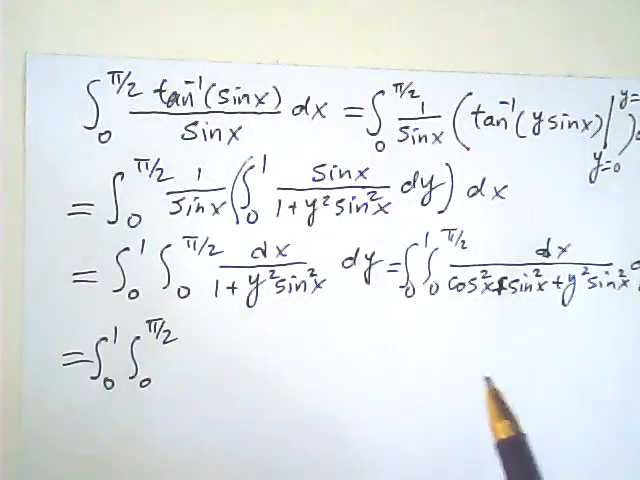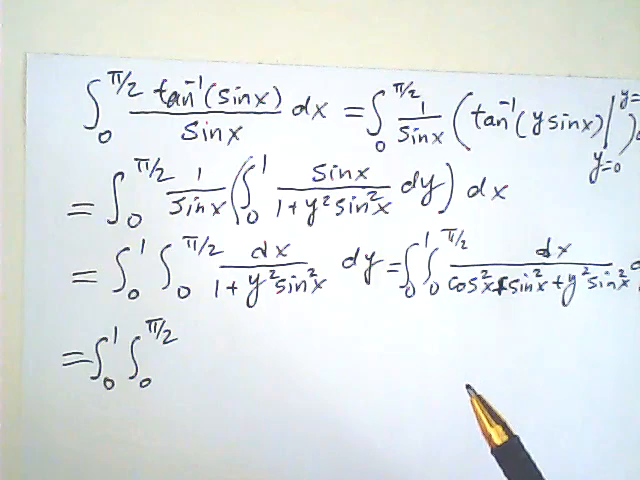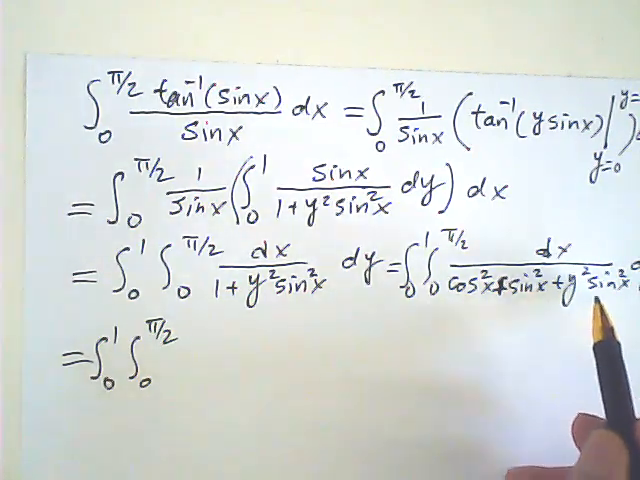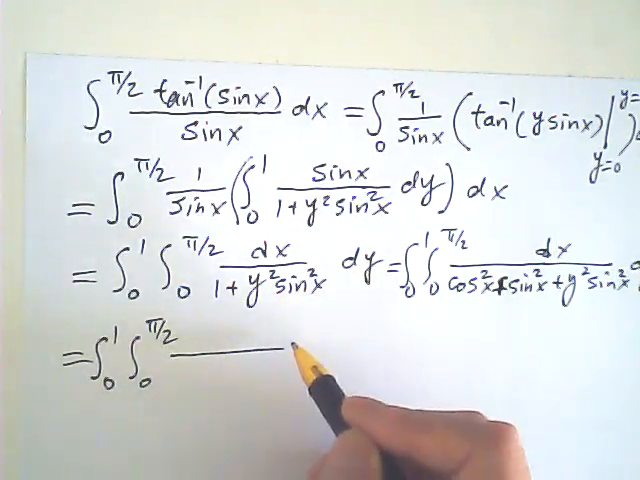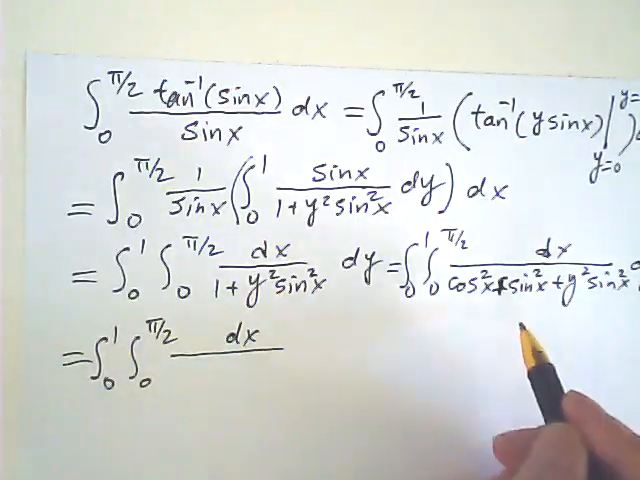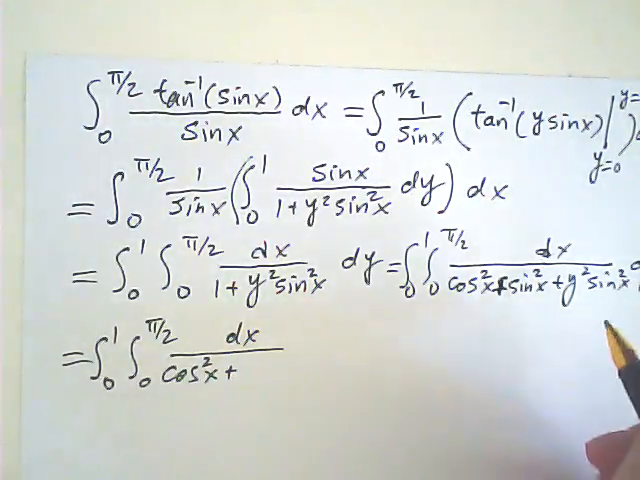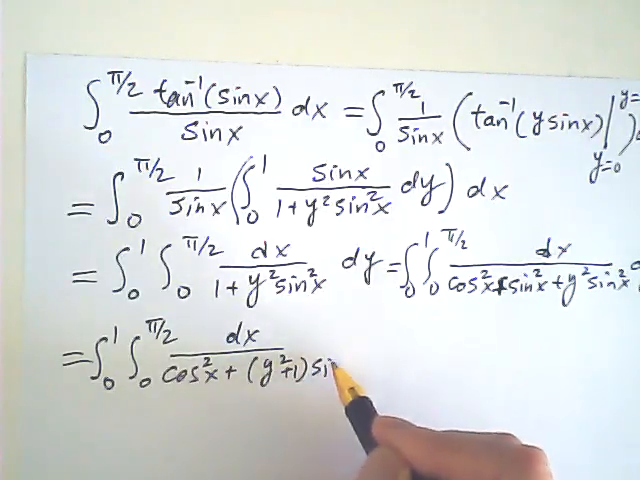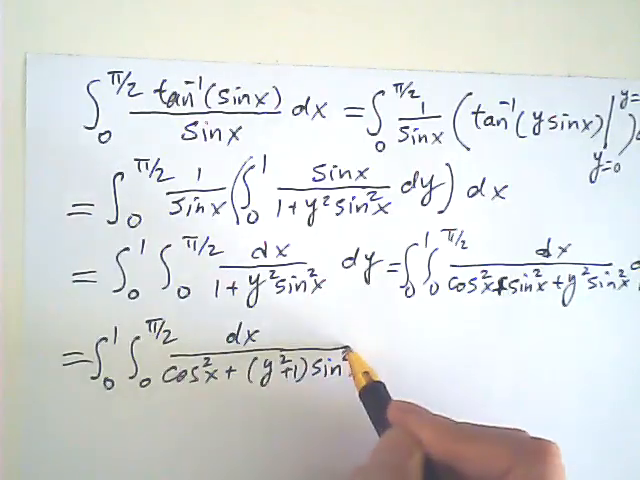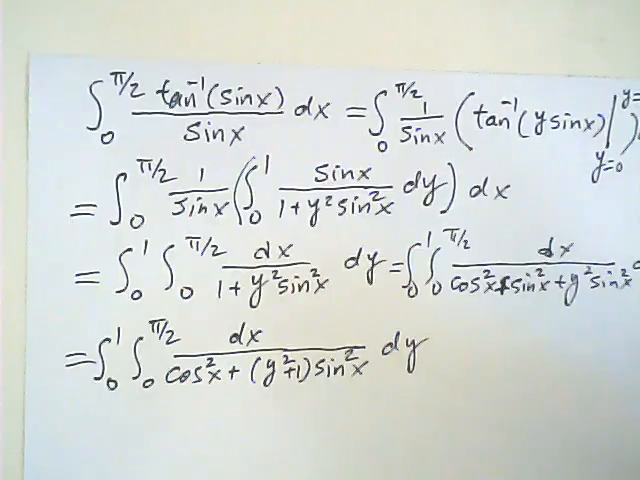Now that is equal to, well, this one and that one can be combined. This is dx over cosine square x plus y square plus 1 sine square x, right? Then dy. Very good.